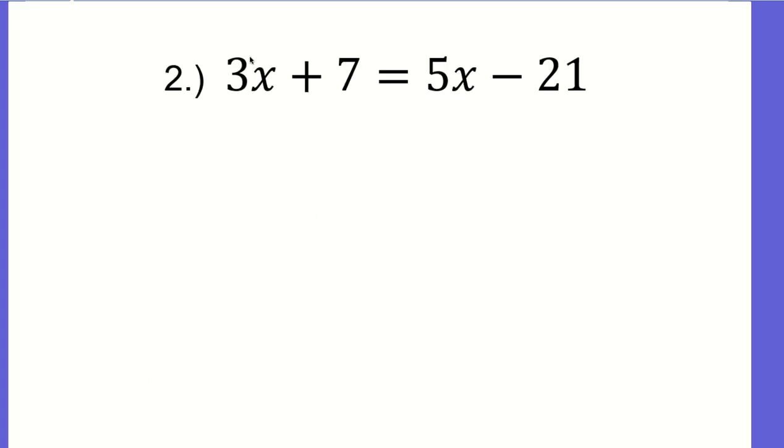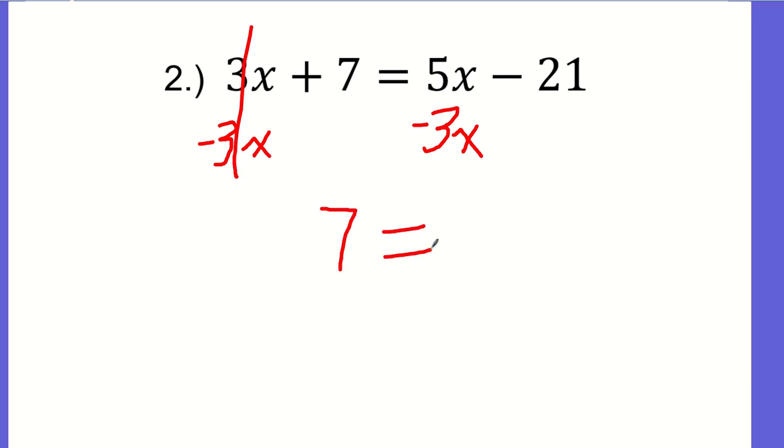Here, if you were following that strategy, the 3x is smaller when you compare the 3x and the 5x. So you would move the 3x away from the left side, and you would subtract 3x. So pardon, this is just using my mouse, so it's ugly. But that would leave 7 as the only thing on the left, and then 5x minus 3x, that becomes 2x, and we still have a minus 21.